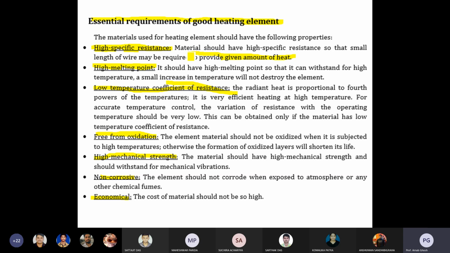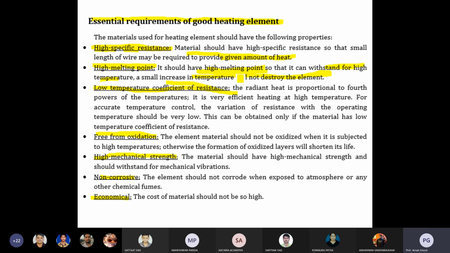High melting point. Materials with a higher melting point require more heat to melt the element, so that the melting temperature is more than your oven temperature, which serves your purpose. It should have a high melting point so that it can withstand high temperature. A small increase of temperature will not destroy the element.